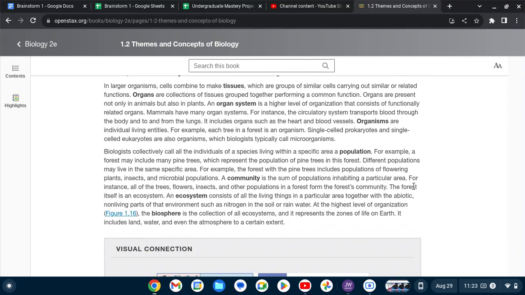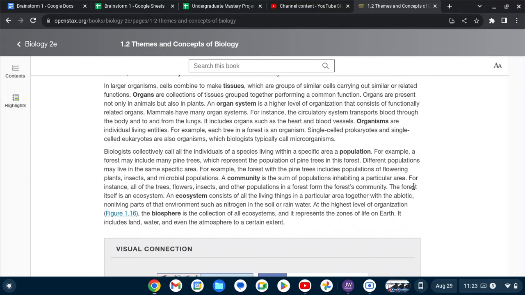In larger organisms, cells combine to make tissues, which are groups of similar cells carrying out similar or related functions. Organs are collections of tissues grouped together, performing a common function. Organs are present not only in animals, but also in plants. An organ system is a higher level of organization that consists of functionally related organs.